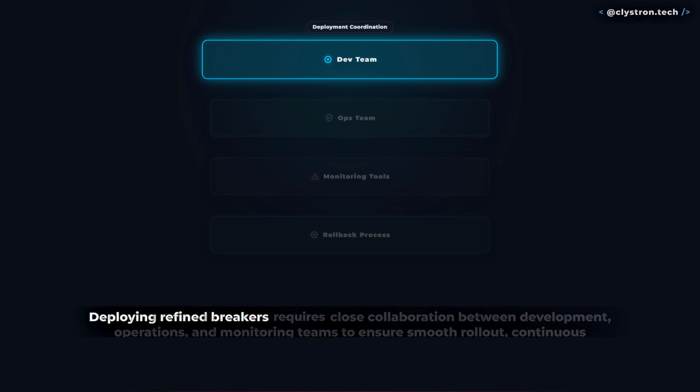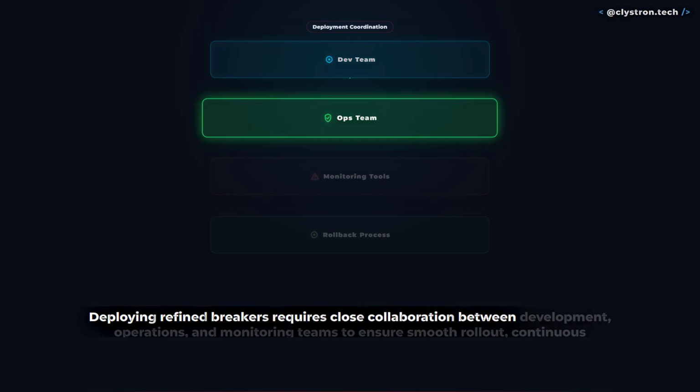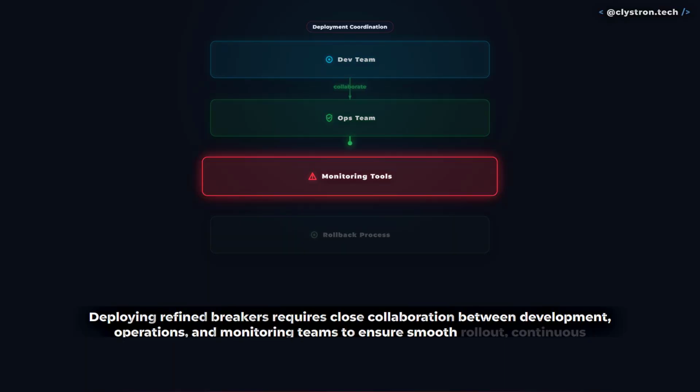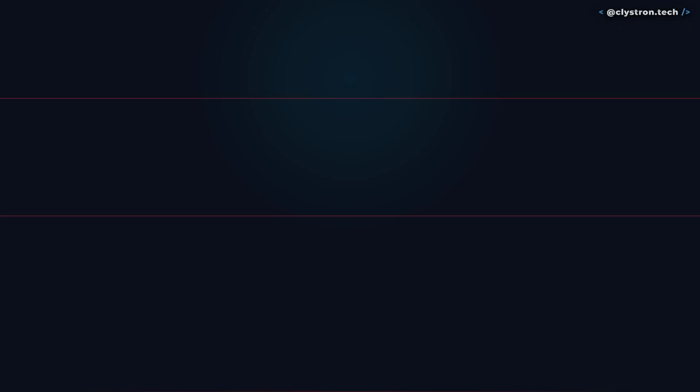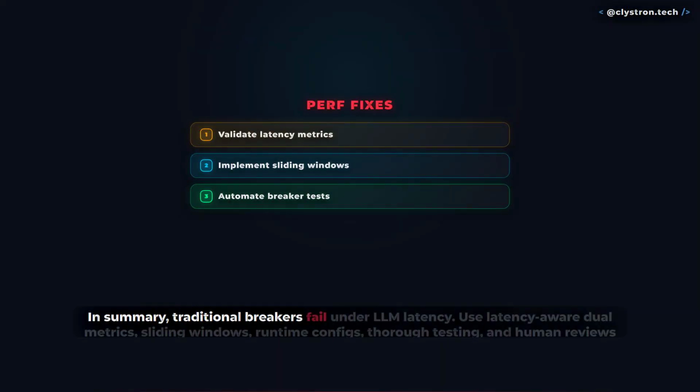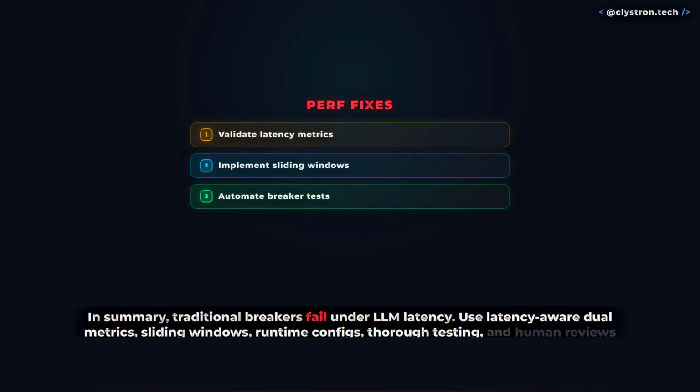Deploying refined breakers requires close collaboration between development, operations, and monitoring teams to ensure smooth rollout, continuous monitoring, and rapid rollback if unforeseen issues occur in production. In summary, traditional breakers fail under LLM latency. Use latency-aware dual metrics, sliding windows, runtime configs, thorough testing, and human reviews to maintain system stability. Now, identify latency flaws in your own breaker implementations.